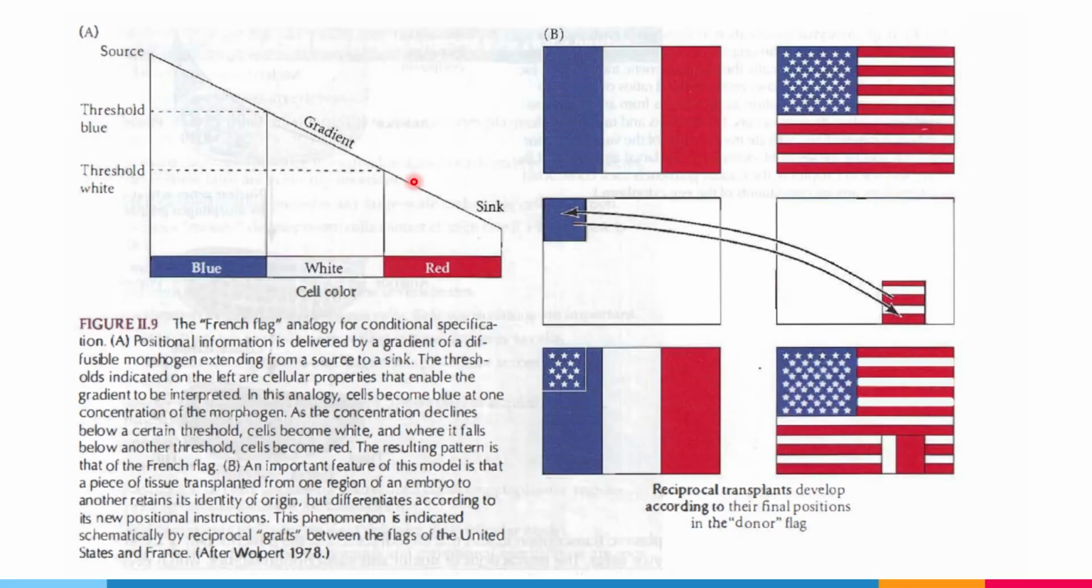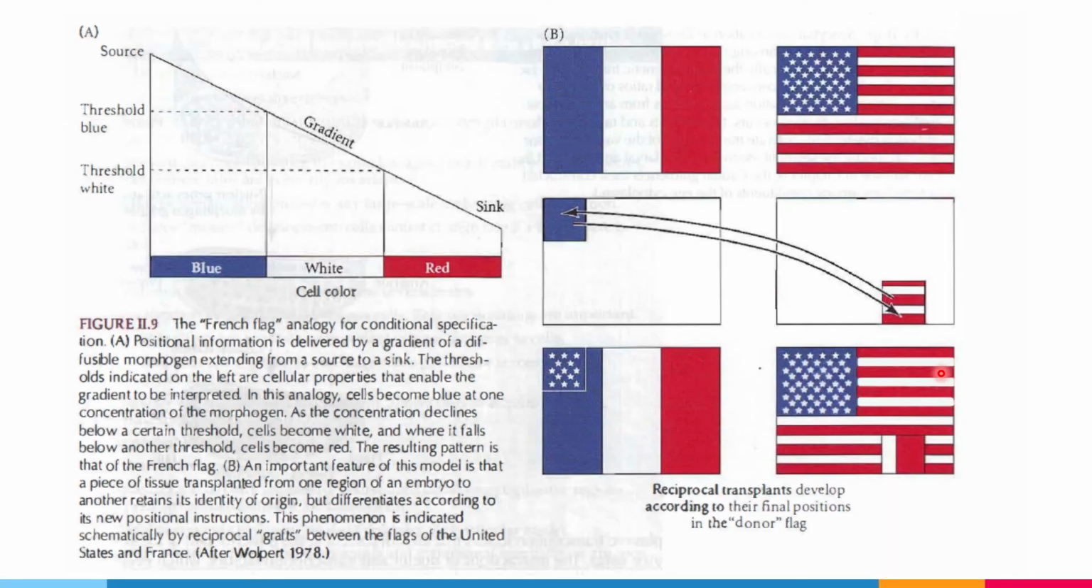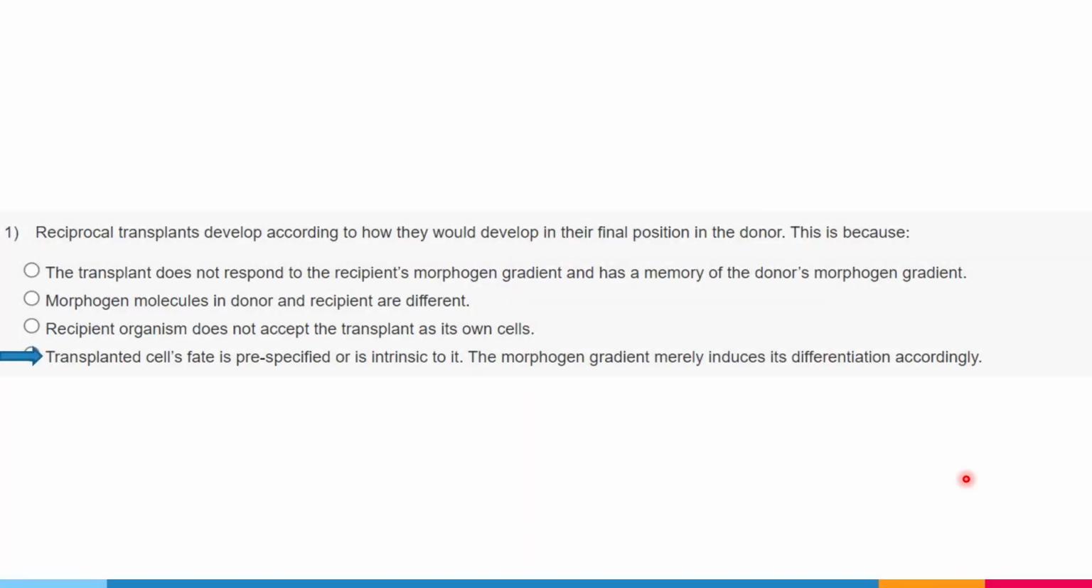So, it retains its identity of origin. The morphogen gradient merely induces its differentiation accordingly. So, if this particular portion was shifted to the rightmost, it would have formed the vertical red portion only, and not horizontal white and red stripes such as present in the US flag, is what the entire French flag model tells us. So does anyone want to ask anything about this?